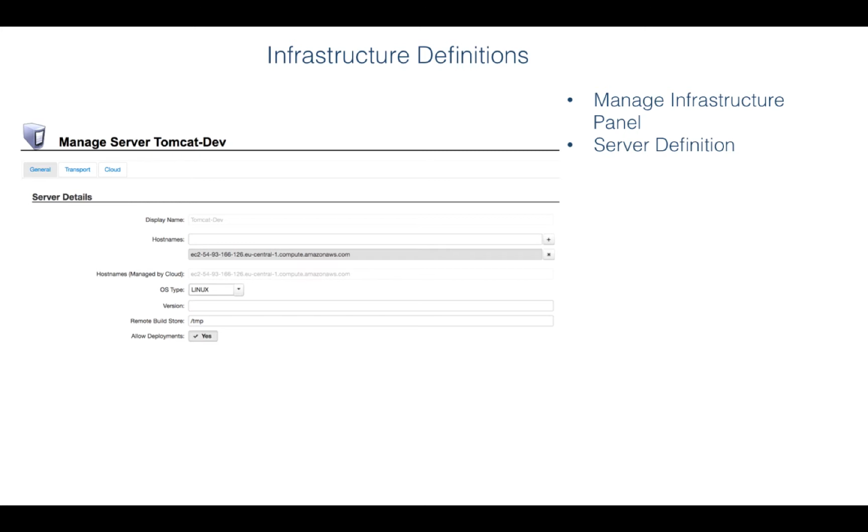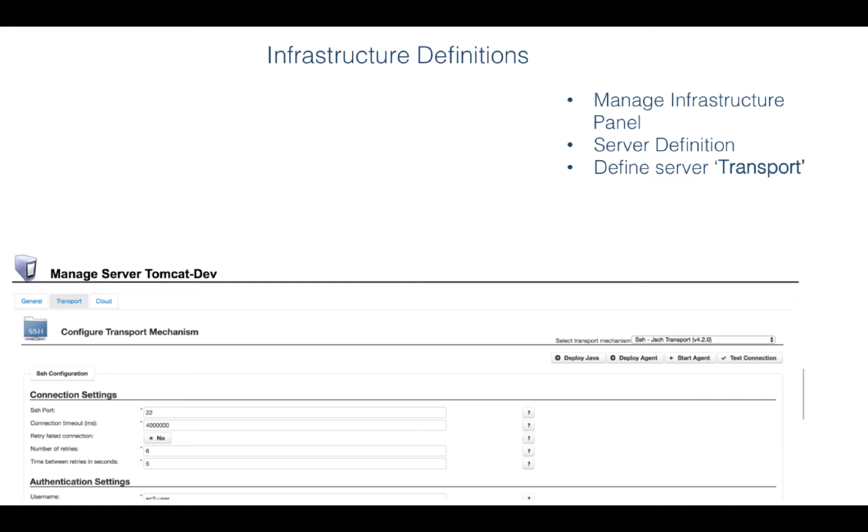Or if you're using a cloud provider, here you can just put another logical name that represents the host names in your cloud, and we'll come to that in a moment. You can specify an OS type, and most importantly, you can specify a remote build store. And that is where we're going to copy things onto that target infrastructure in order to run our deployments. You can also switch deployments on or off with the allow deployments, yes or no.